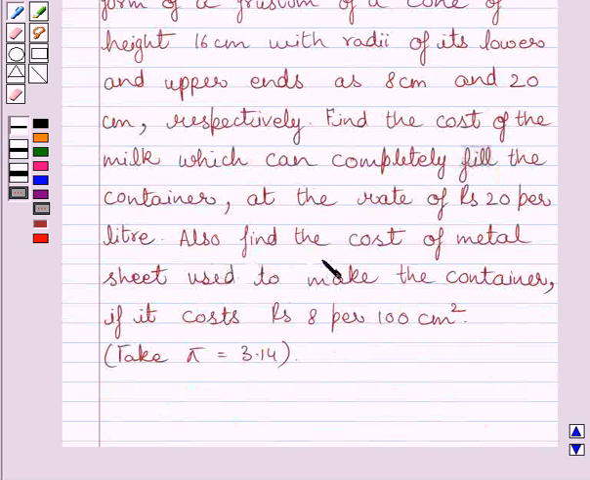Also, find the cost of metal sheet used to make the container if it costs rupees 8 per 100 centimeter square. Take pi is equal to 3.14.